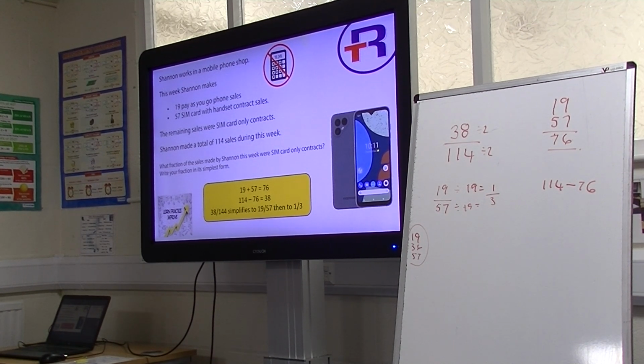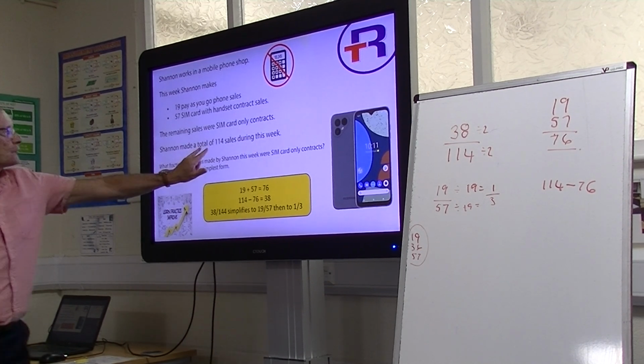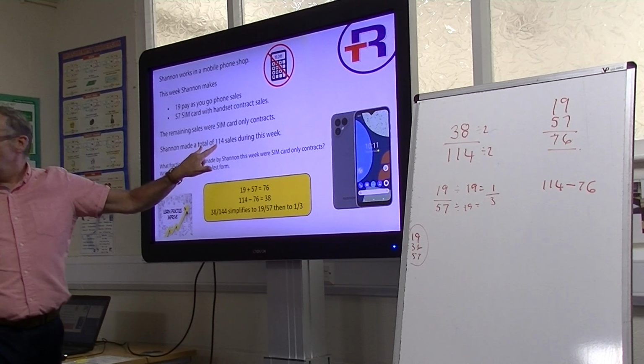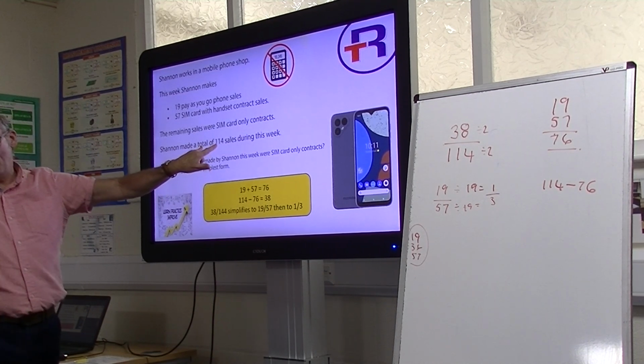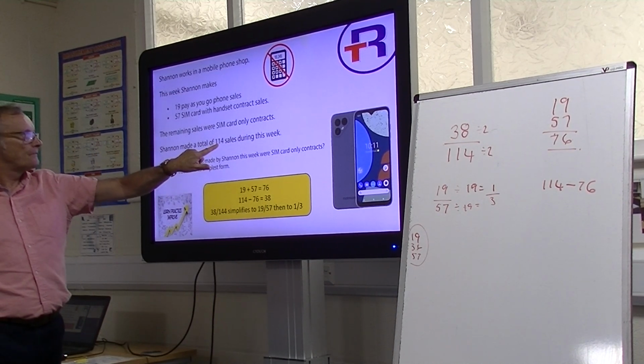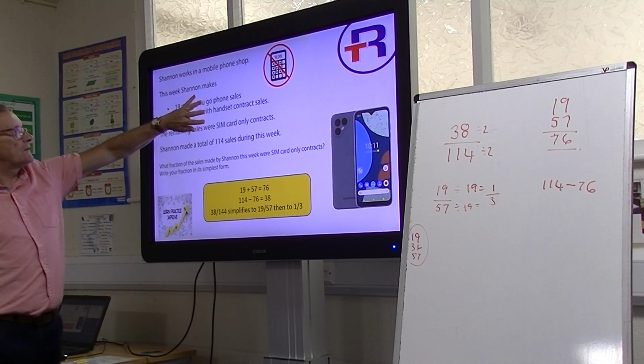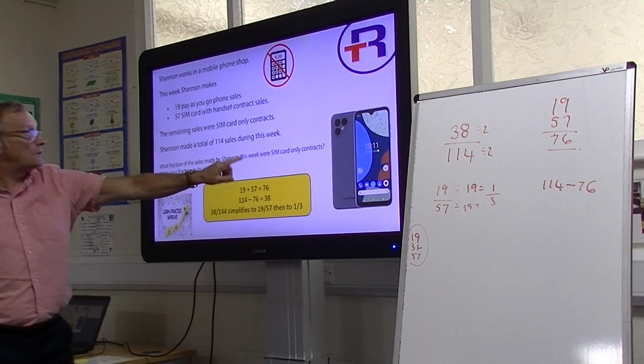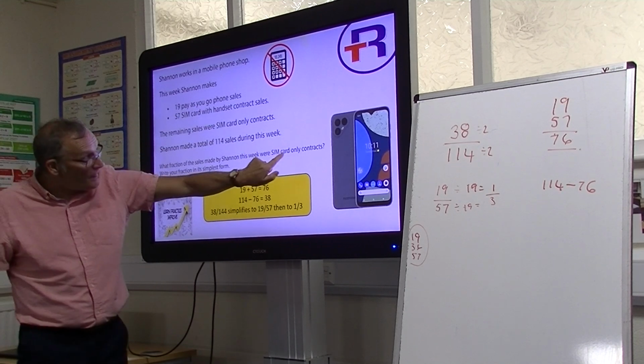Alright? Kind of style. So make sure you read the question carefully. Make sure you pick out the information that you know. Okay? And the clues are in the question a lot of the time. Total of 114. You know that's the bottom number, because what's the bottom number of a fraction? It's the total. Yeah? It's just that bit there that's the tricky bit, and then making sure you link this bit with that bit there.